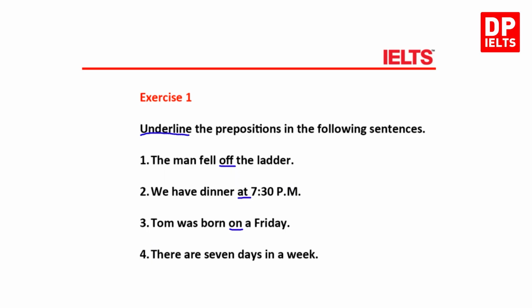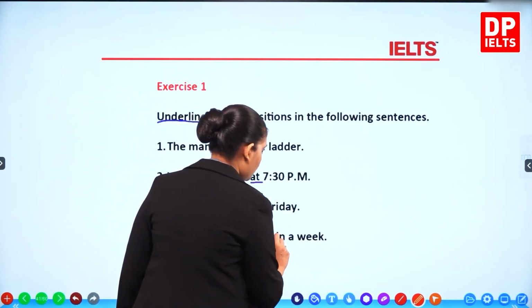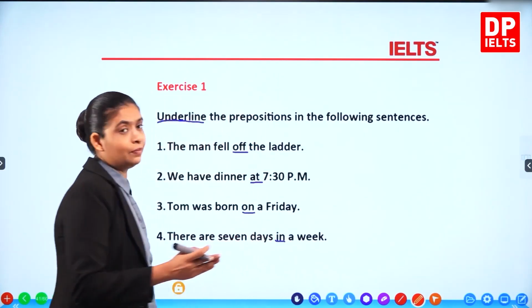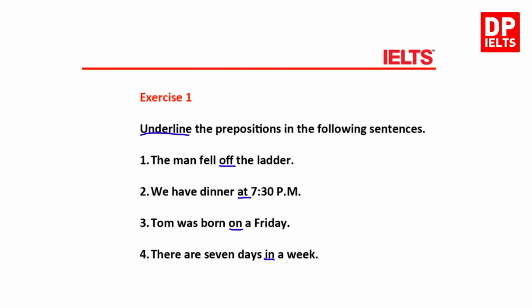Tom was born on a Friday because it is a day, okay, of the week, we use on. ஒரு வெள்ளிக்கிழமையில் Tom பிறந்தார். So நாங்க ஆல்ரெடி பார்த்தோம் டேஸ்க்கு we use on, especially ஏதாவது ஒரு ஸ்பெசிஃபிக்கான ஒரு டேயை குறிக்கிறோம் என்று சொன்னா also we use on. There are 7 days in a week because we are talking about something more general. Okay? There are 7 days in a week, right? Again, week என்பது ஒரு more general, ஒரு பொதுவான காலப்பகுதி என்றதால we are using in.